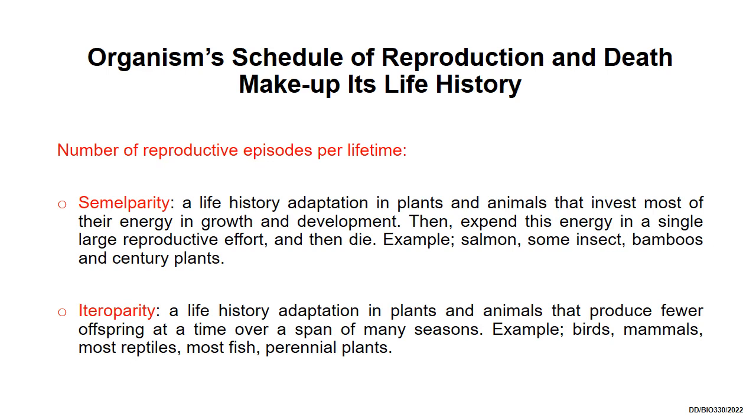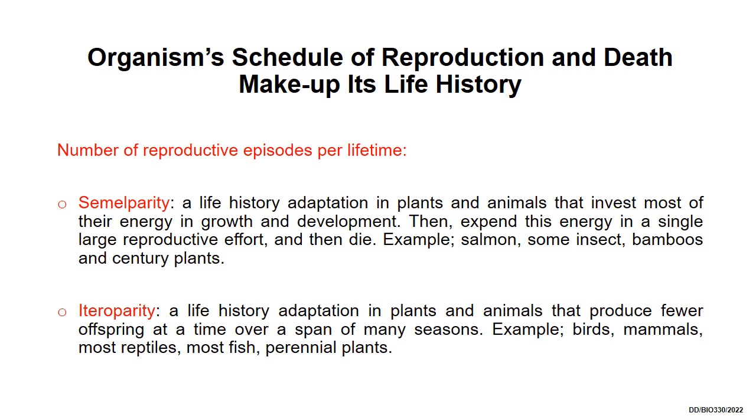Number of reproductive episodes per lifetime. How many times they reproduce can be divided into two: semelparity or iteroparity. In semelparity, a life history adaptation in plants and animals that invest most of their energy in growth and development, then expend this energy in just a single large reproductive effort and then simply die. And we can find this semelparity in salmon, in certain insects, bamboos, and in century plants.